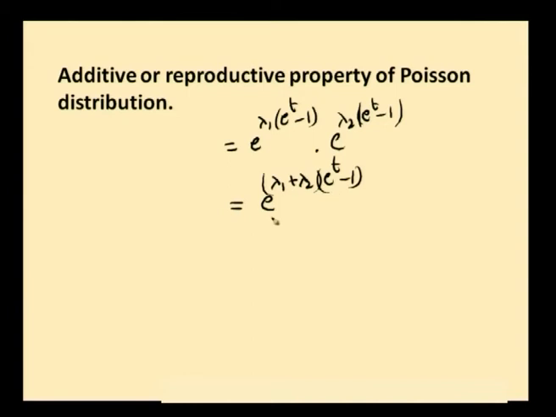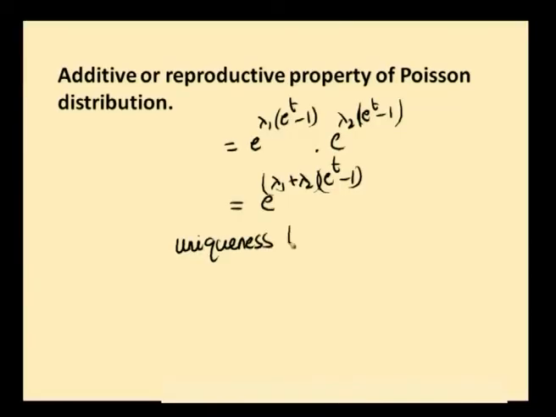This is actually the MGF of another random variable whose parameter is lambda 1 plus lambda 2, and it looks like the moment generating function of Poisson distribution. By uniqueness theorem, if a moment generating function looks like the moment generating function of a particular distribution, then the random variable is said to follow that same distribution. That is, if there are two MGFs which are alike, then the random variables also should have the same distribution. This is what is the uniqueness theorem.